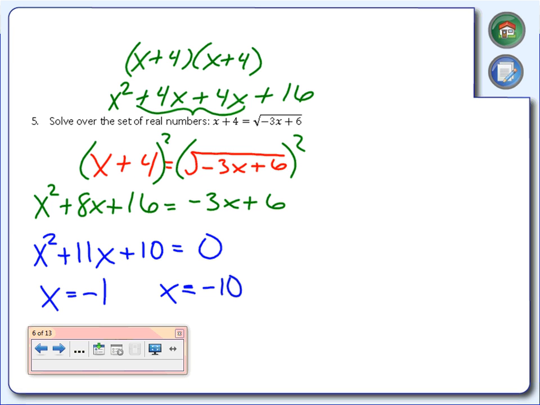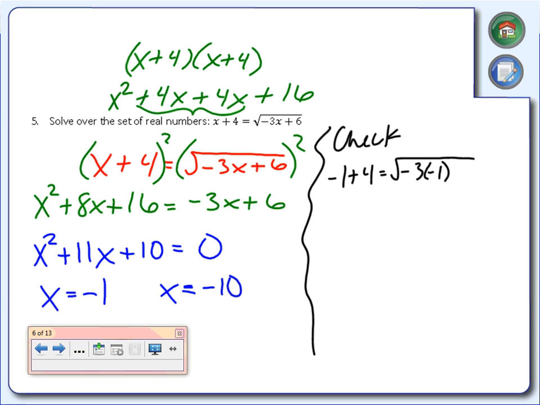Is that right? Why not? What else we got to do? Yeah, don't forget, guys, we got to plug it in. Those answers you're getting, got to check it. Because we may find out that one of them doesn't work. We may find out that neither one of them works. So make sure you check it. I'm going to check the -1 first.